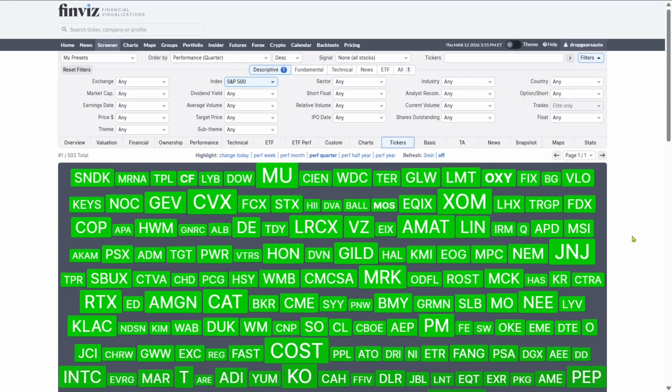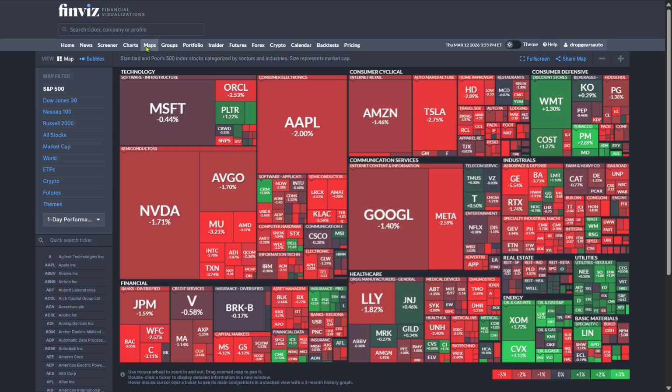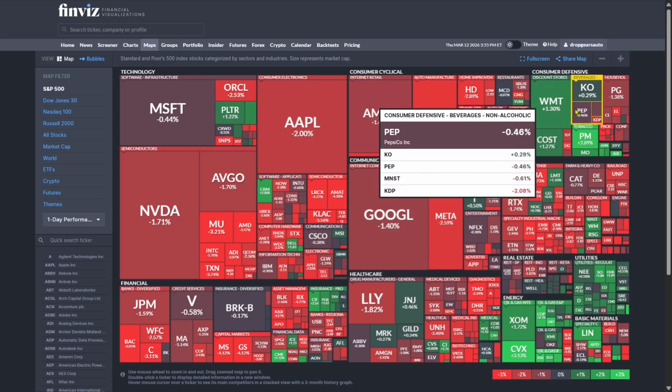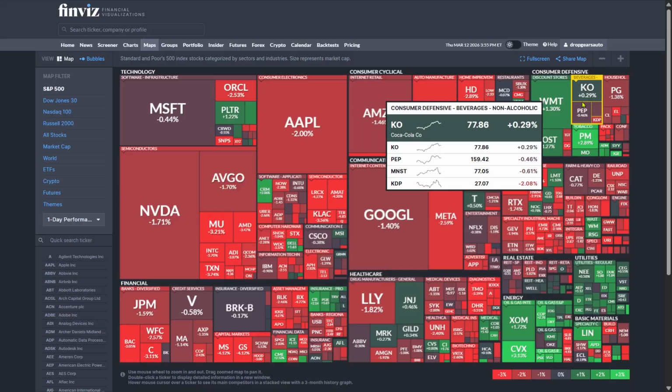Color indicates the stock return. Bright green represents high positive returns, while bright red indicates significant losses over the quarter. This view allows you to instantly spot which sectors or companies are leading the market and which are lagging.